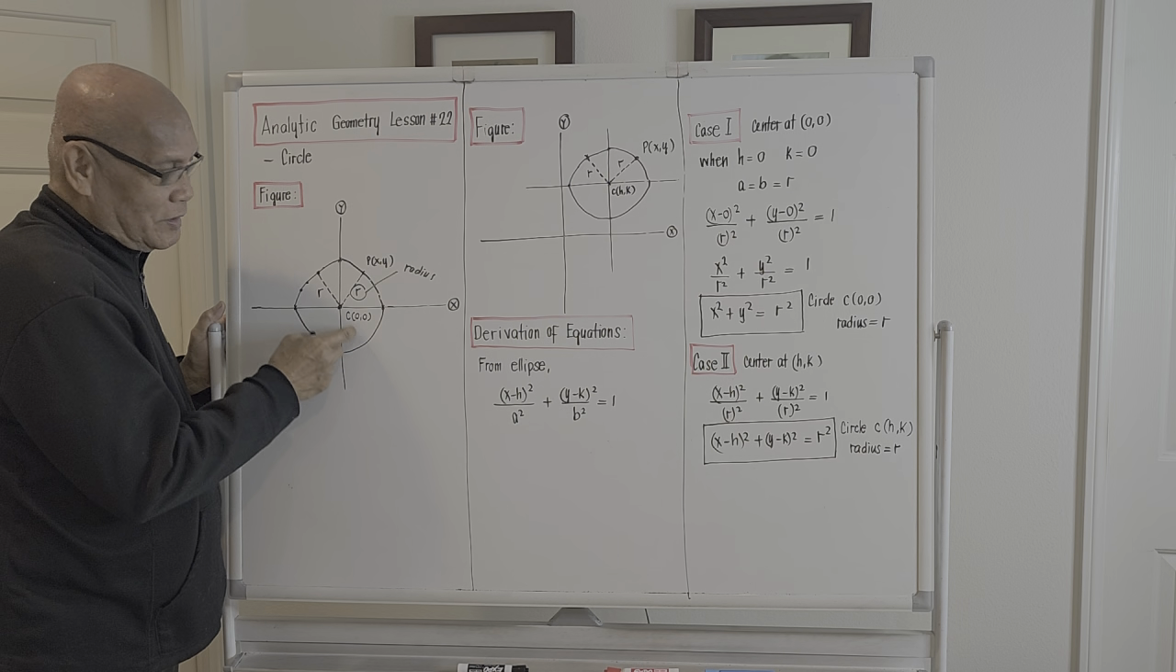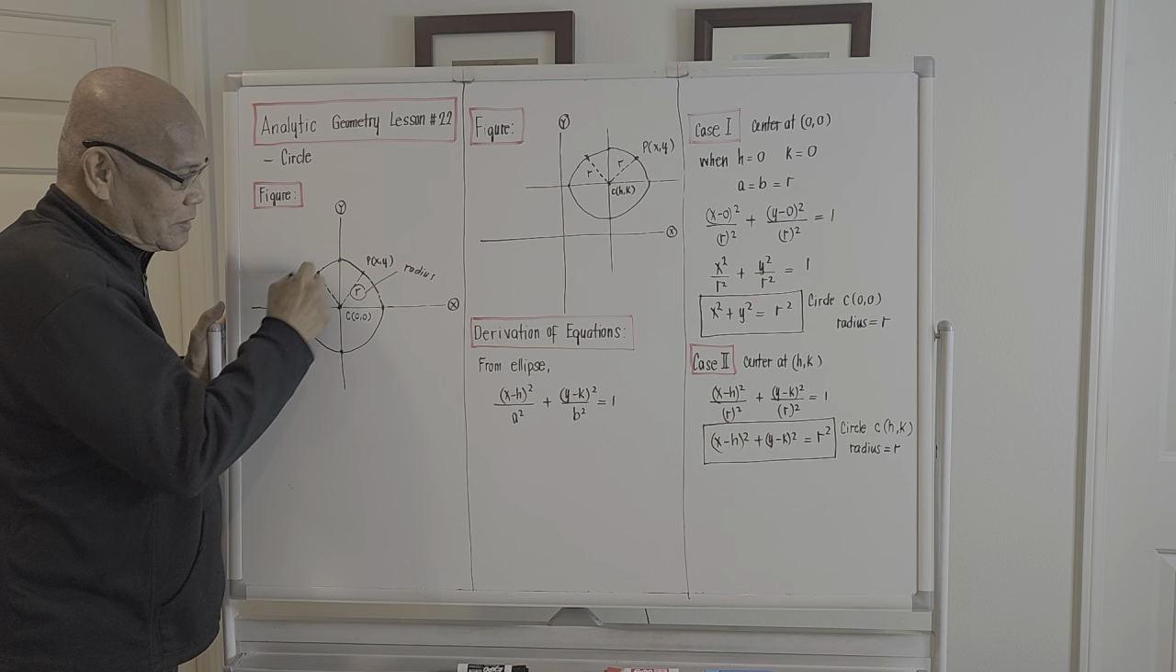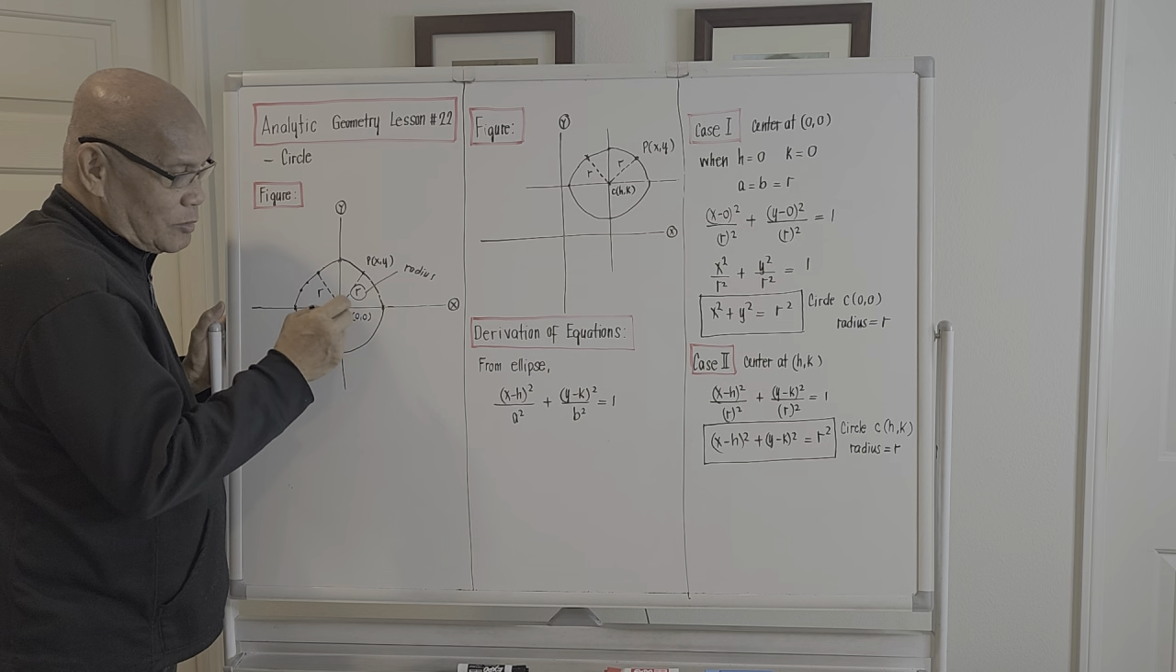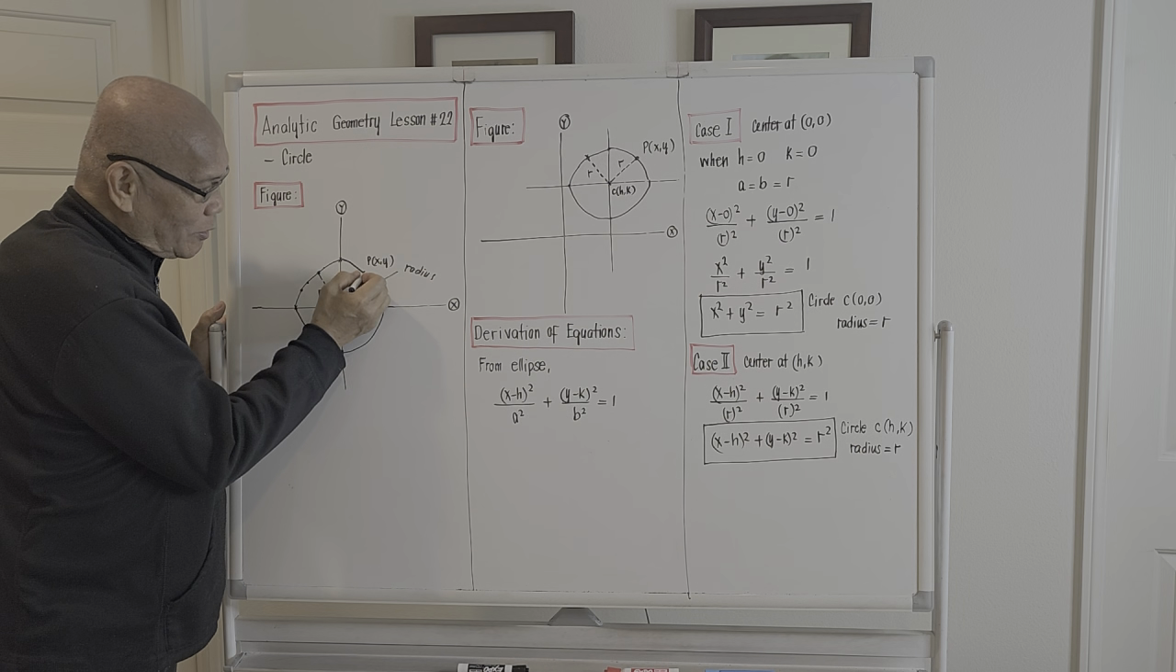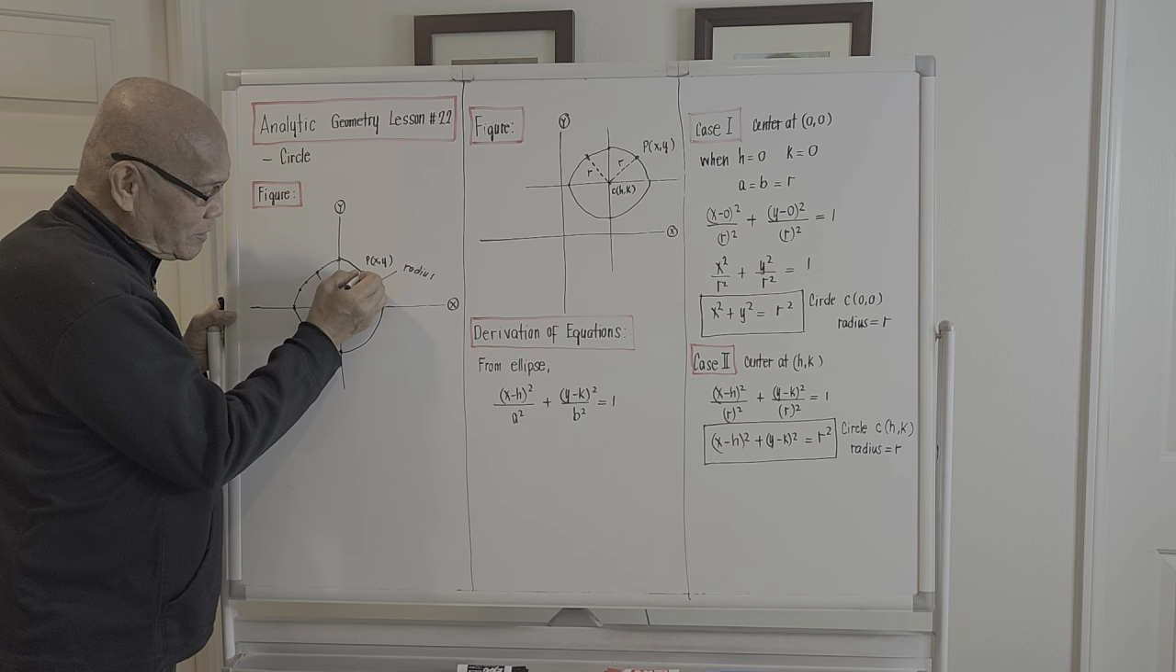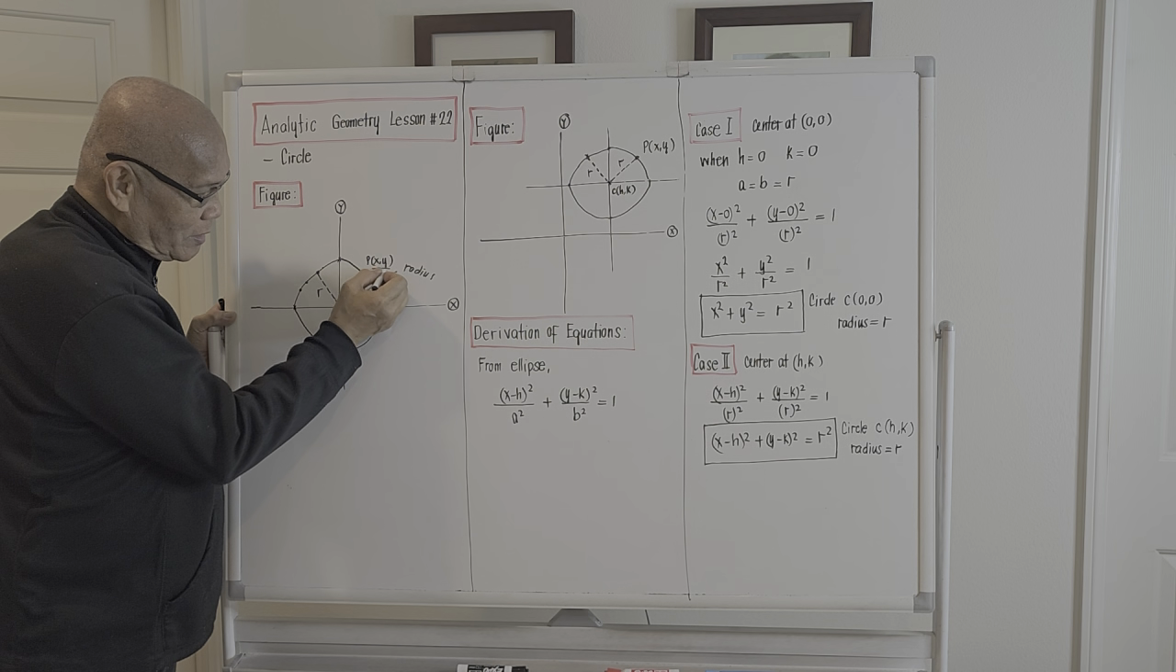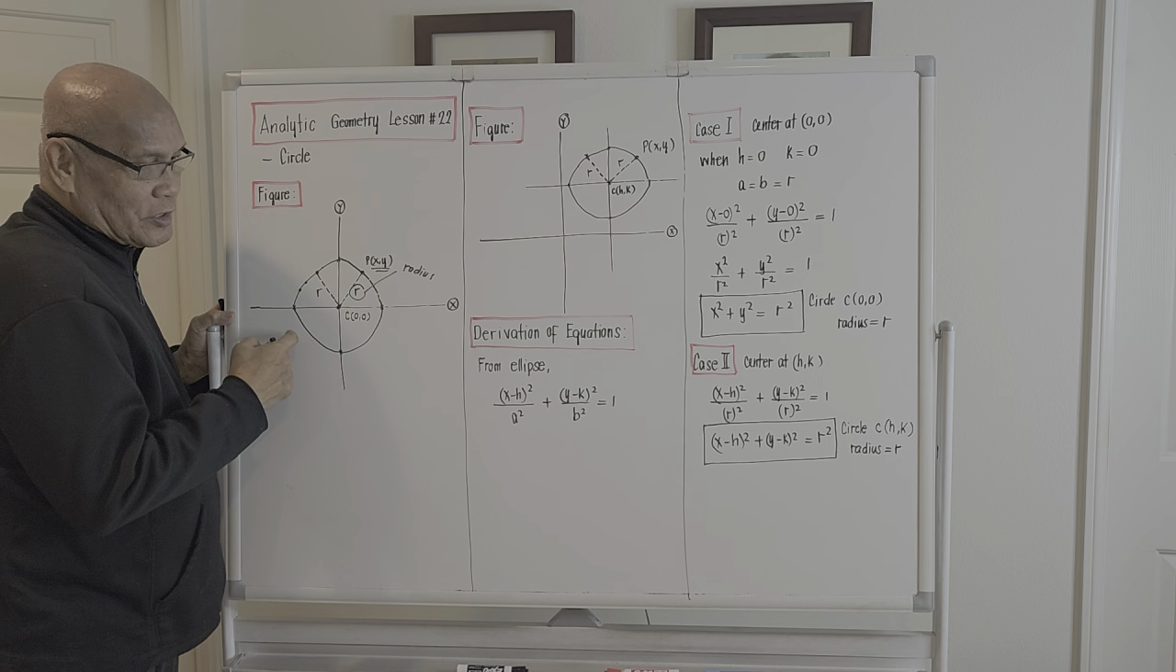So for case number 1, if the center of the circle is at 0, 0, meaning at the origin, this will be the circle. We will designate any point P on the path of the circle as point P with coordinates x, y. That's case number 1.